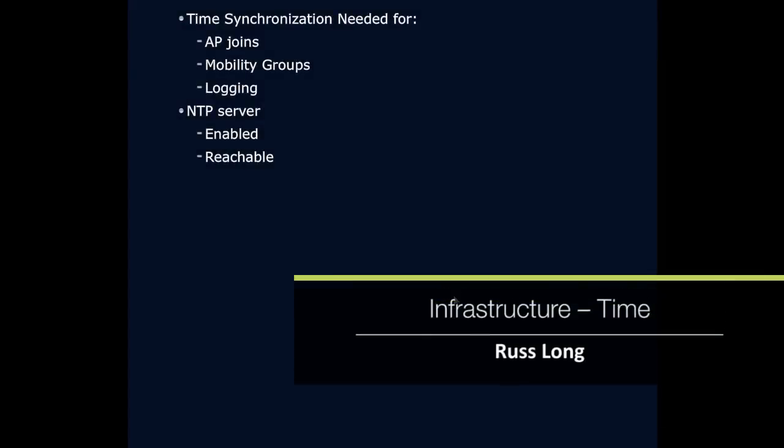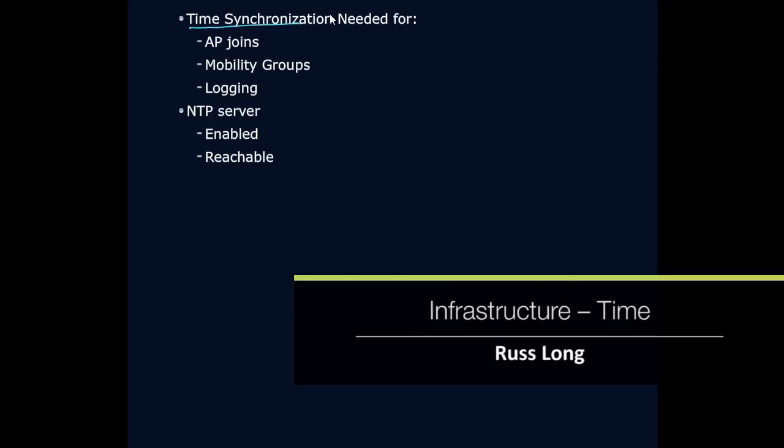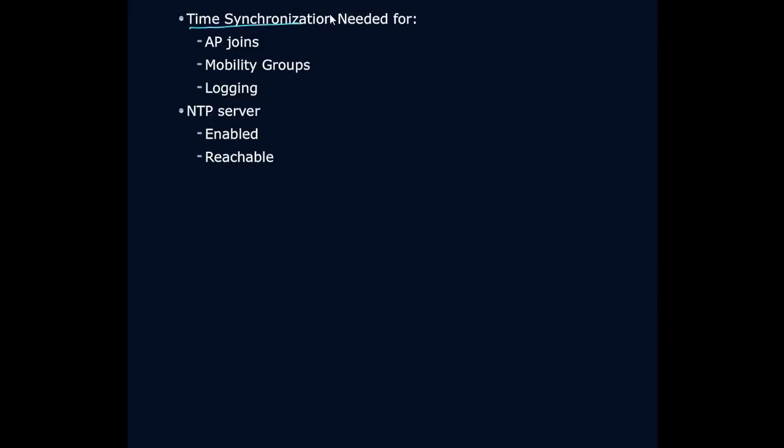Another thing we need to be aware of in our environment is when time synchronization gets out of joint. When time synchronization is out of whack, we see some really weird things. First off, AP joins become almost impossible because we are not agreeing on a time sync. That's why it's so important to have an NTP server not just identified, but enabled and reachable.